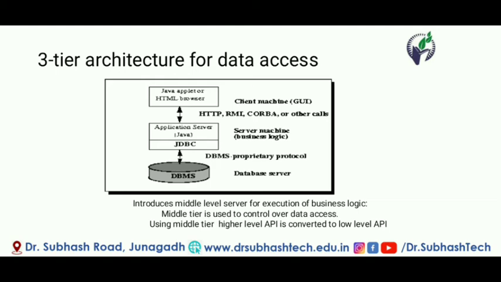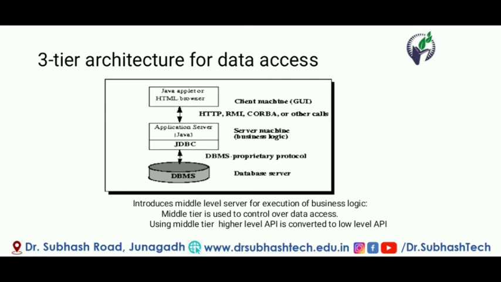There is a slight difference between two-tier and three-tier architecture for data access. As you see, at the client machine in two-tier architecture, the Java application and JDBC API reside. But in three-tier architecture, only the client part or GUI part is set at the client side. To communicate with the database, there is the business logic, and the application server works as middleware between the DBMS and the client machine.